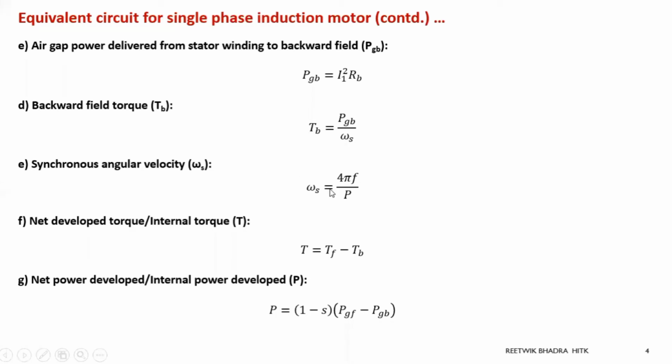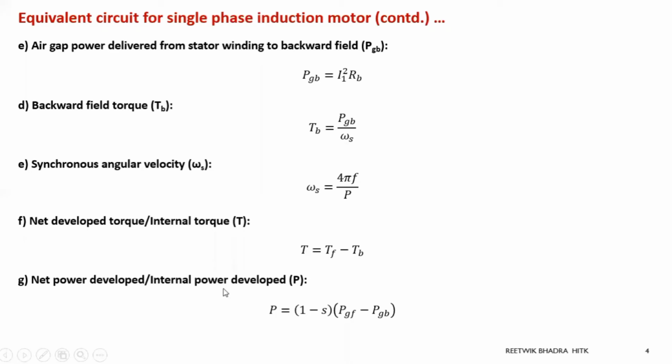Angular velocity, you know, is 4 pi f by p, or 2 pi Ns by 60. You substitute Ns as 120 f by p, you will get 4 pi f by p. This one we had already done in three-phase induction. So omega S is equal to 4 pi f by p. So what will be the net torque developed? The net torque developed, as we had discussed, will be Tf minus Tb. So Tf minus Tb will give you your net torque.